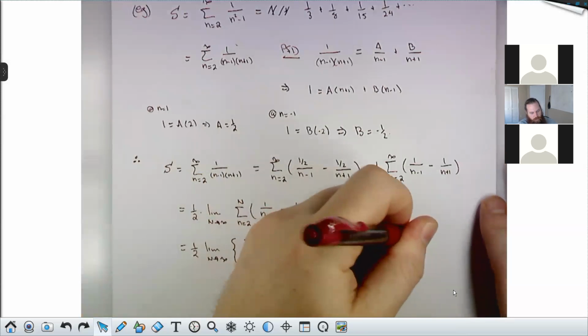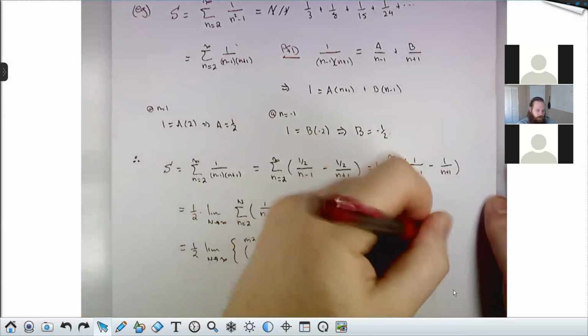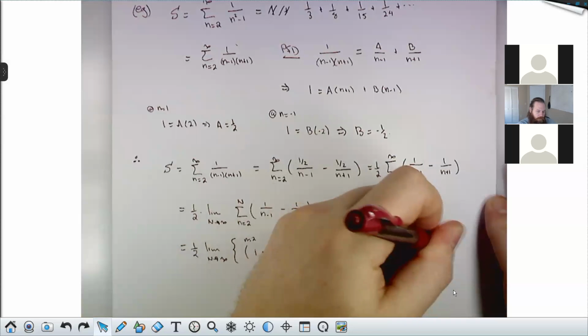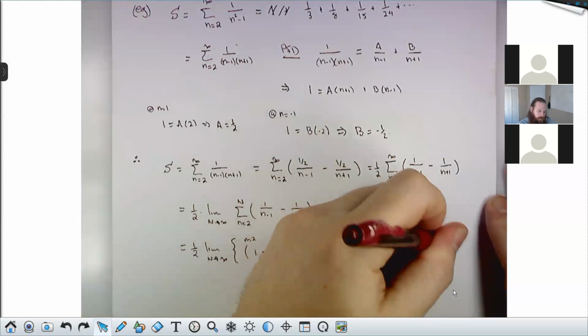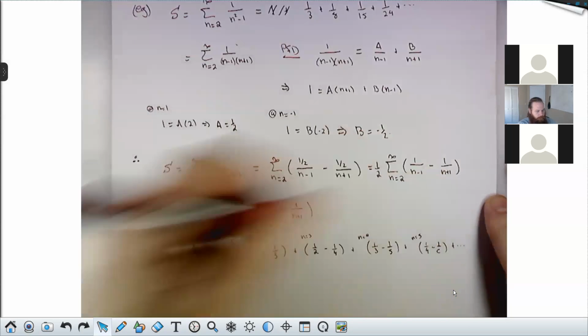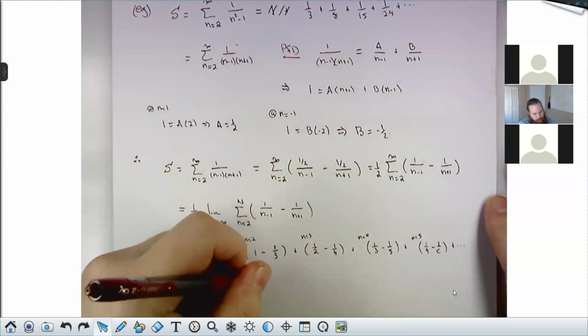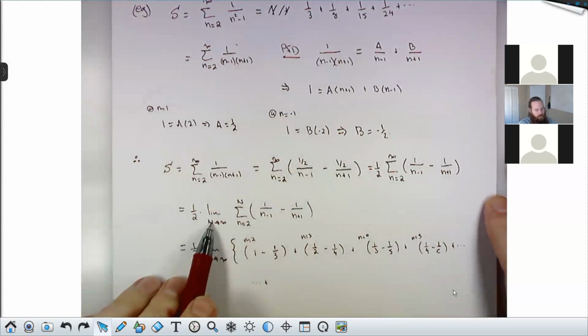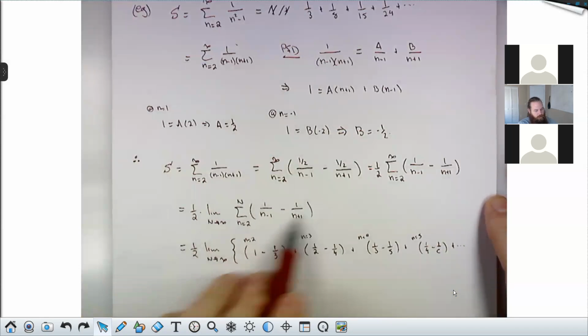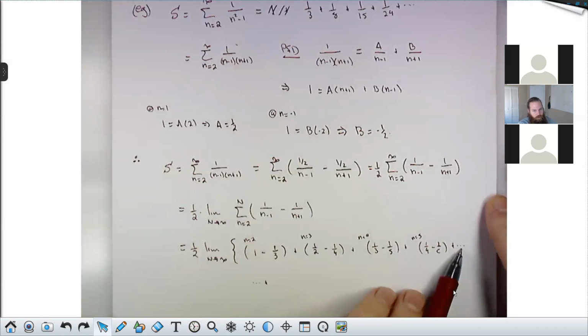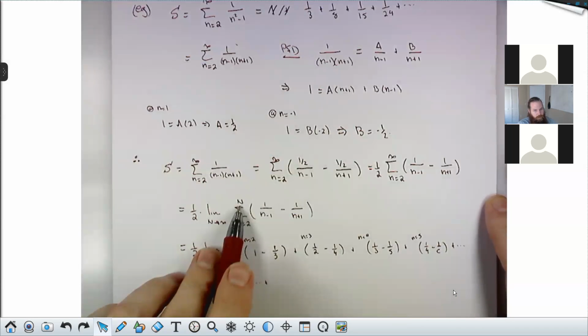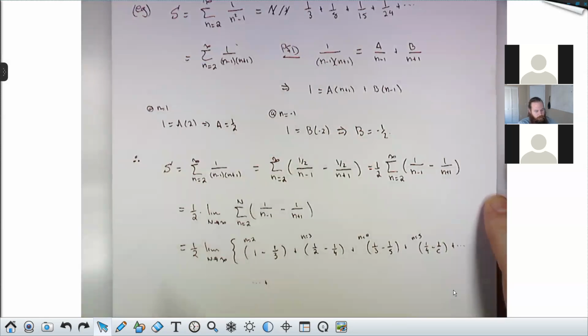Plus, when little n is equal to 5, I get 1/4 minus 1/6. Plus, and so on. But the whole point of writing this as a limit is that the thing here is now a finite sum. So I can't just go ... I have to write the last few terms as well. This is a finite sum. It only goes up to capital N.